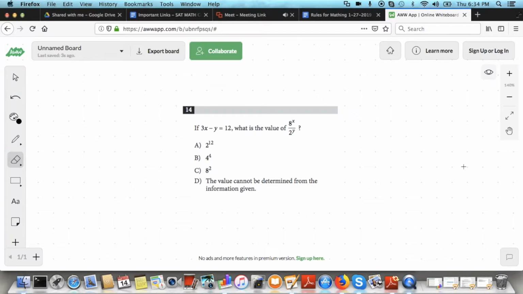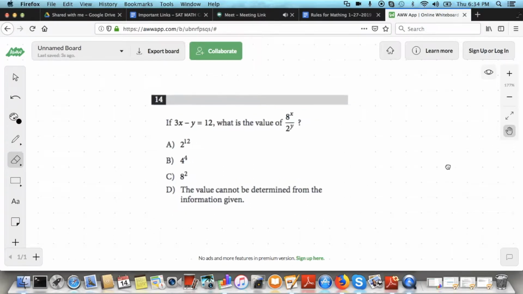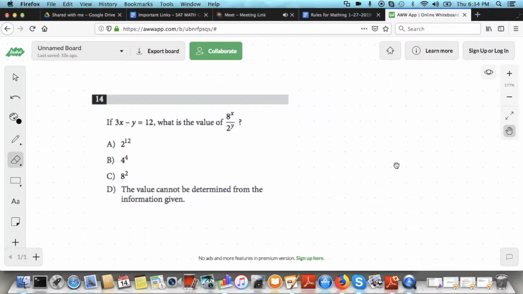Question number 14. Love this one. We are at Sharon. Loud and proud, please. Okay. 3x minus y equals 12. What is the value of 2 to the power of x divided by 2 to the power of y?